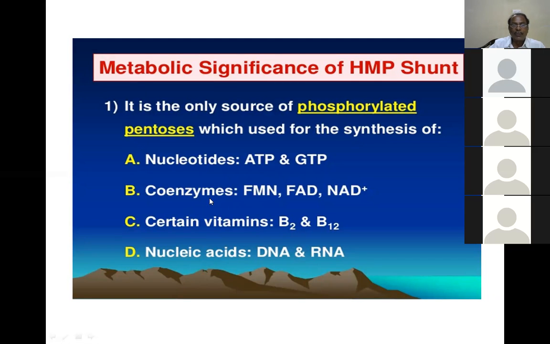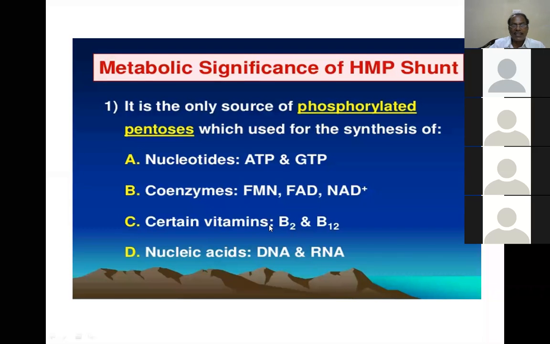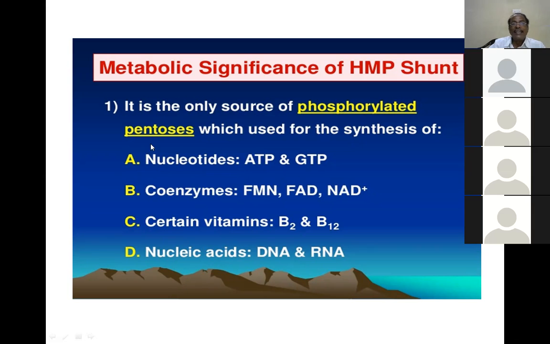They are going to participate in the synthesis of these substances, the coenzyme forms of certain vitamins. Synthesis also needs these, that is B2 and B12 need pentose phosphates. And ultimately, nucleic acid synthesis, DNA and RNA.